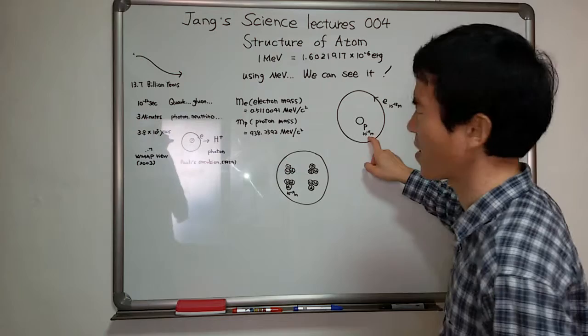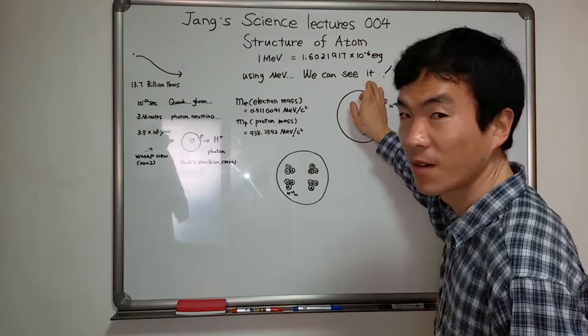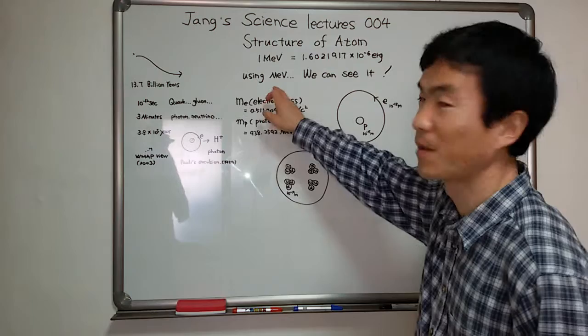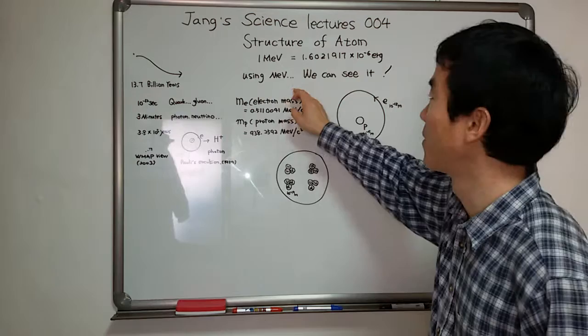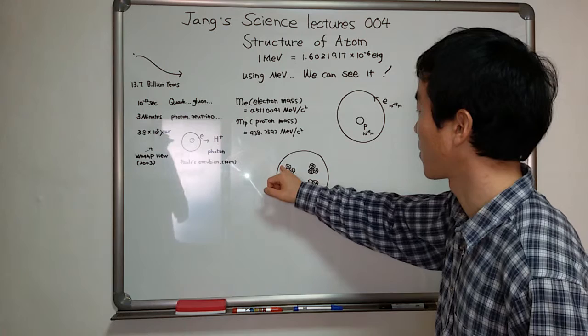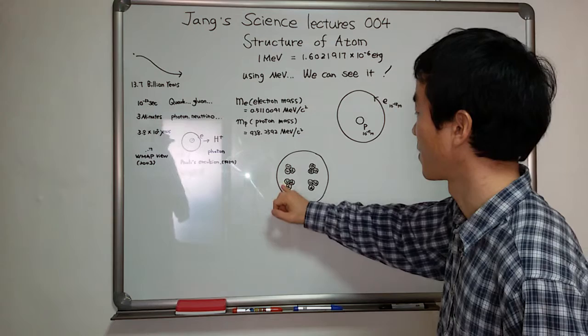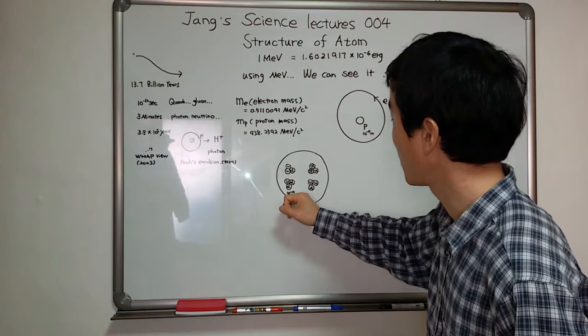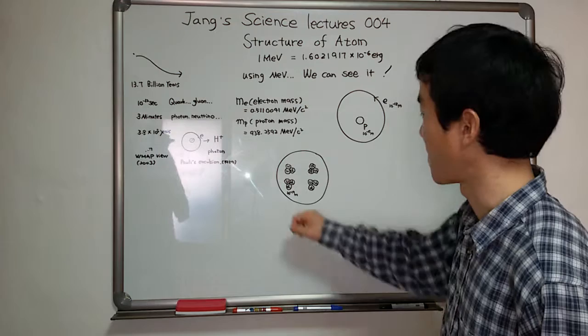And circle. You can see? Using your mega electron volt, they use the LHC accelerator. This proton is large, and contains up quark, down quark, up quark, down quark, up quark, down quark. It's all. It's very, very small, 10 to the minus 19.